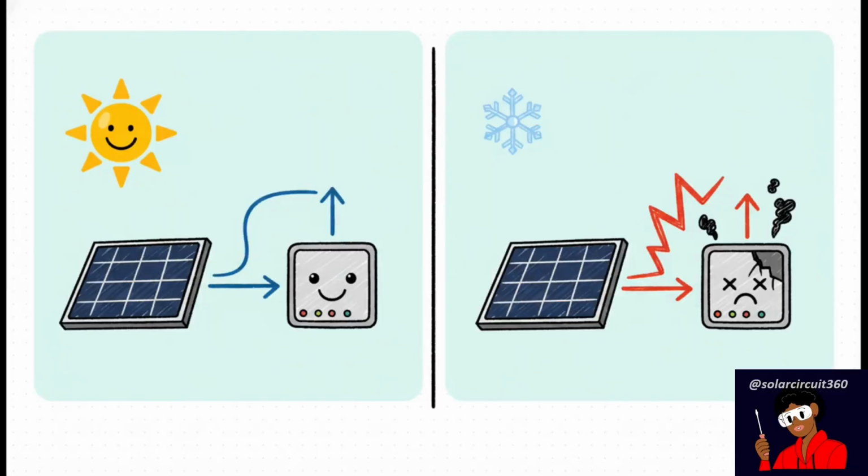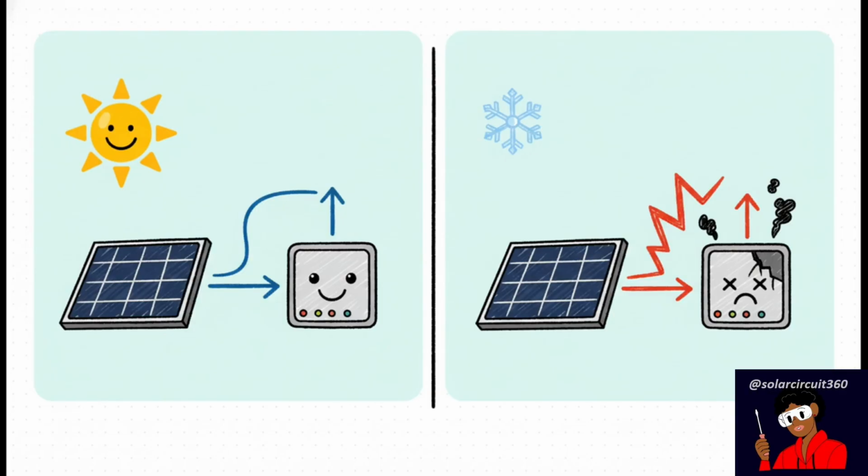Now here's the kicker, the thing that catches so many people out: cold weather. Here's a wild fact about solar panels. Their voltage goes up as the temperature goes down. So that system that's perfectly safe on a warm summer afternoon could be a ticking time bomb on a frosty winter morning.